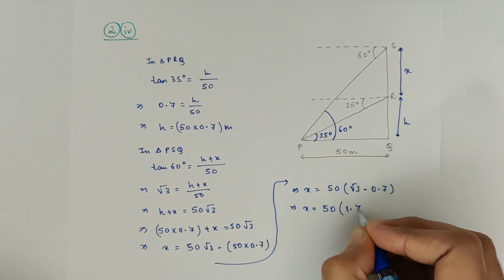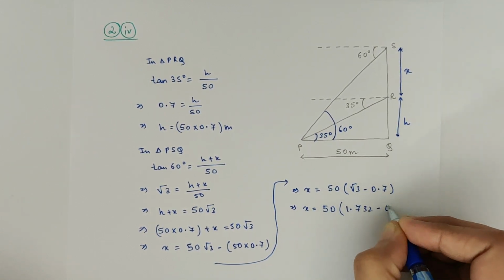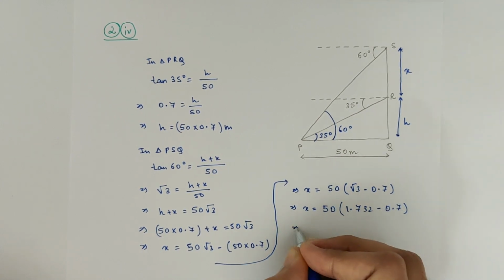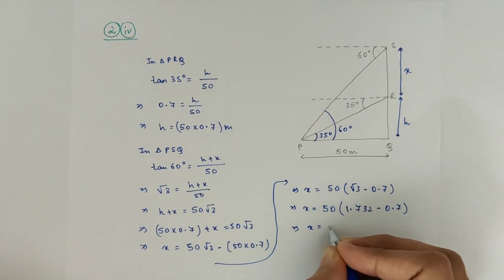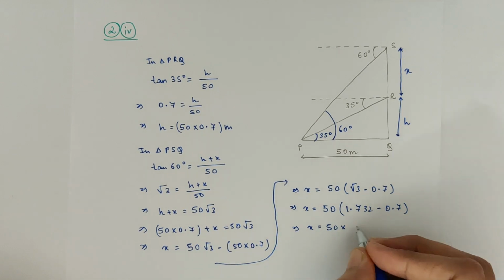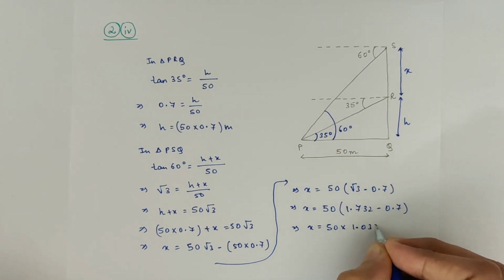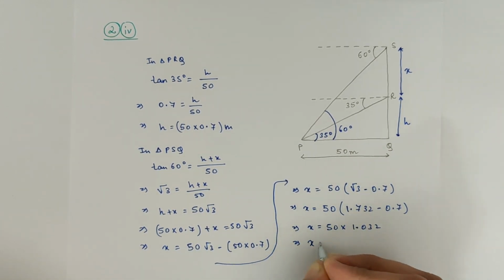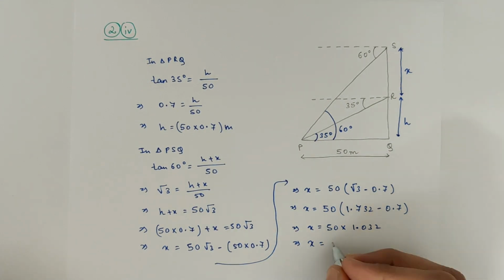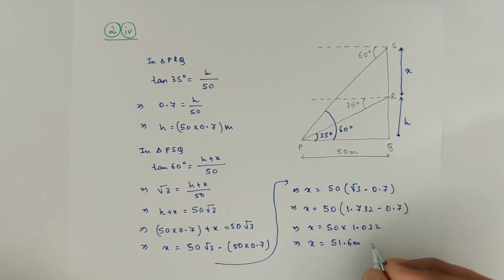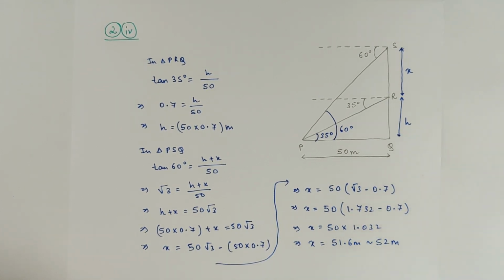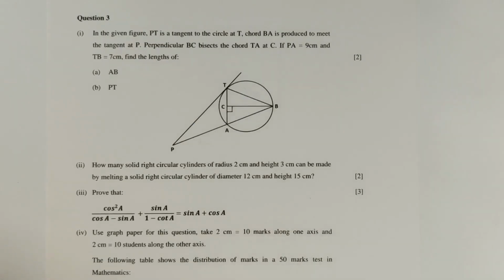So 1.732 minus 0.7. So we get x is equal to 50 into 1.032. Therefore, x is equal to 51.6 meter, and correct to the nearest meter, it will be 52 meter. So guys, the answer is 52 meter. Moving on to question 3, part 1.